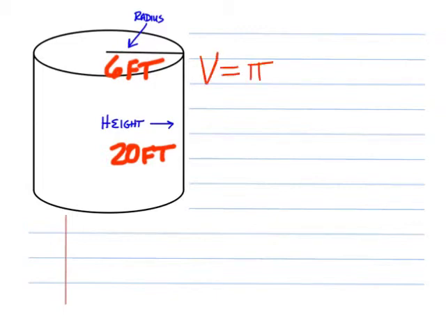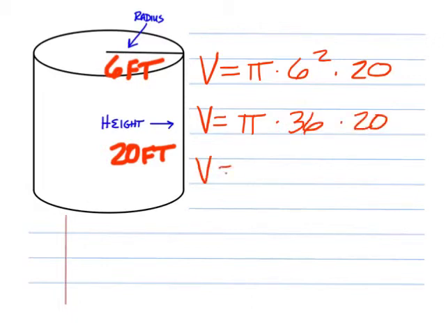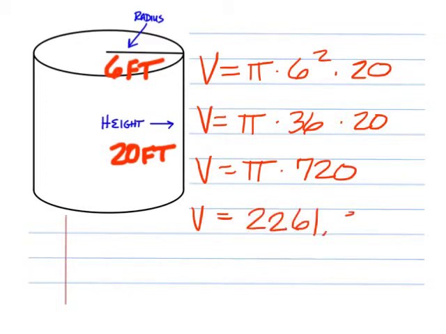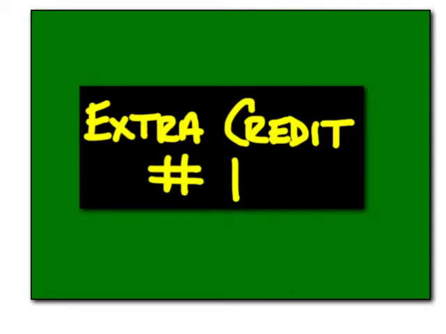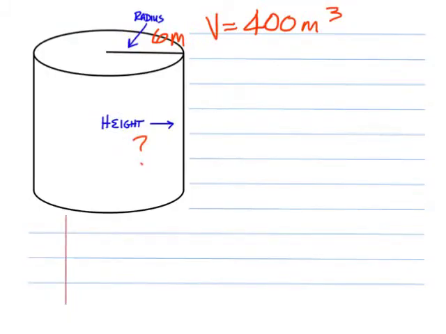That should be pi times 6 squared times 20. That is pi times 36 times 20. And if you multiply 36 times 20, you'll end up with 720. So now we need pi times 720. When you do that in your calculator, you'll come back with 2261.95 feet cubed. Extra credit problem number 1.